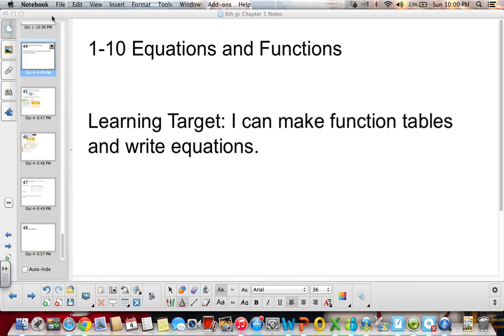Hi, 6th graders. We're on lesson 110, which starts on page 63 in your textbook. Remember, you can always follow along in your textbook or the online textbook as you are watching and interacting with this video. So 110 is on equations and functions. Our learning target is making function tables and writing equations.